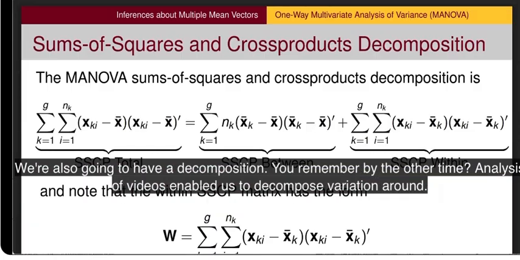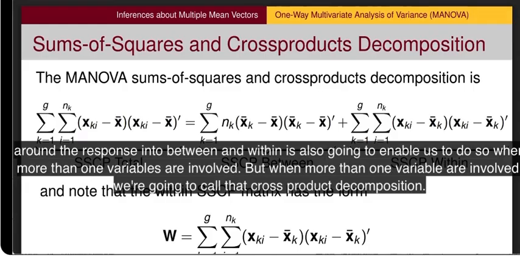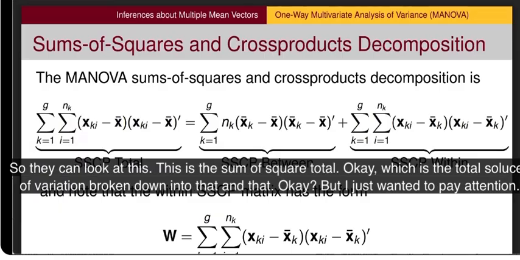We're also going to have a decomposition. You remember at the time? Analysis of variance enables us to decompose variation around a response into between and within. It's also going to enable us to do so when more than one variable is involved. But when more than one variable is involved, we're going to call that cross-product decomposition. So take a look at this.